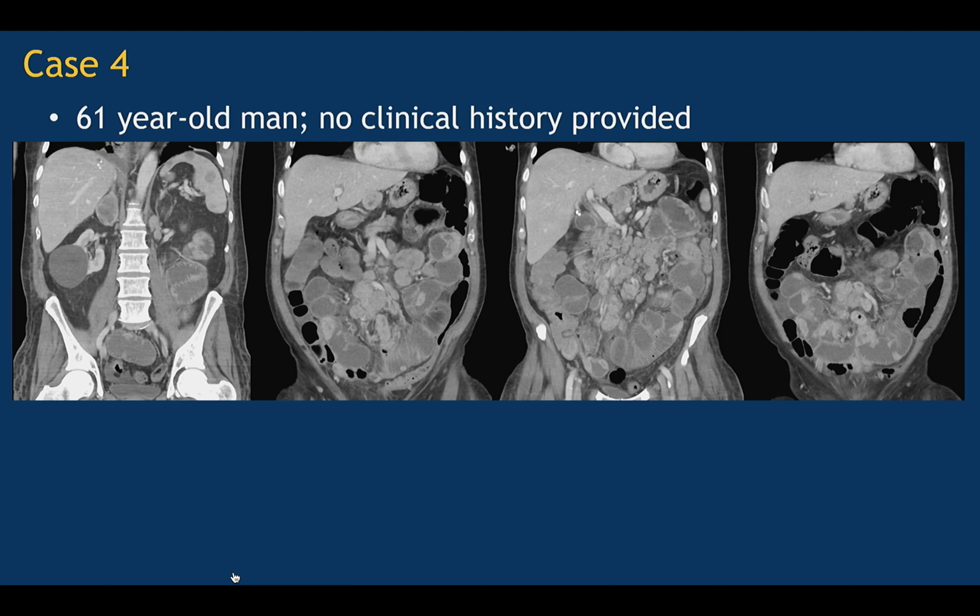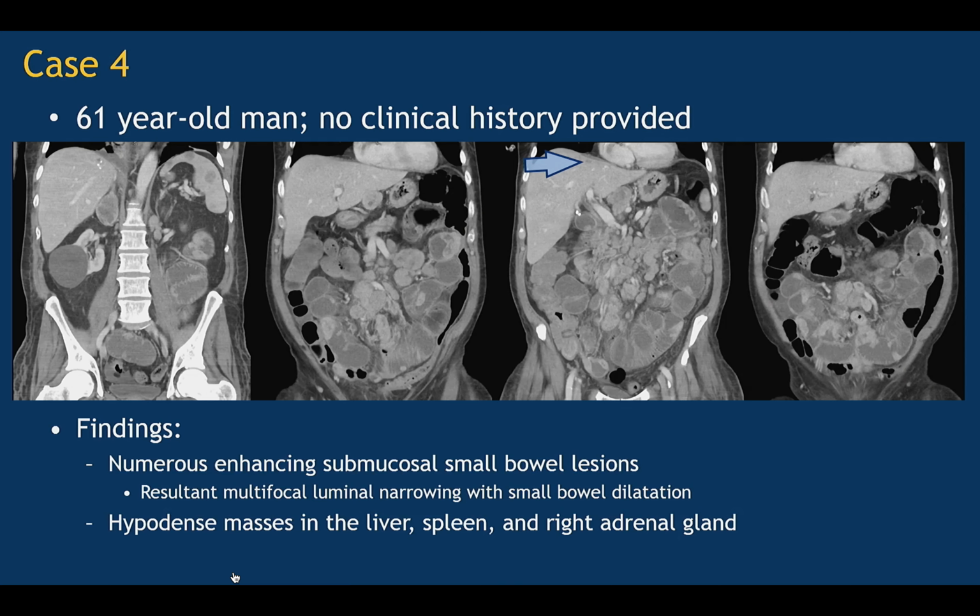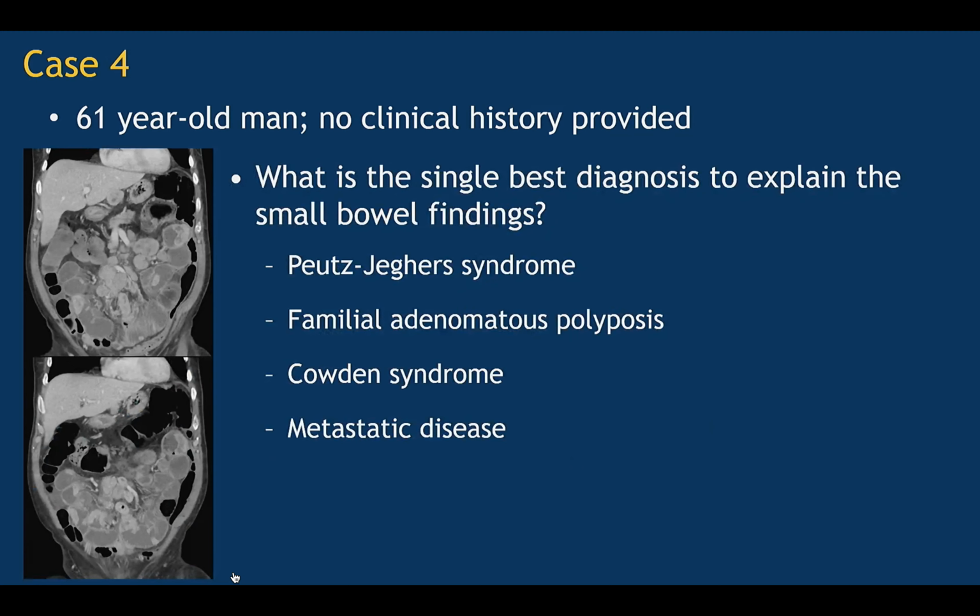Case 4 is a 61-year-old man, and I'm going to hold off on the clinical history for right now. There are numerous enhancing submucosal small bowel lesions. This results in multifocal luminal narrowing with intervening small bowel dilatation. There are also hypodense masses in the liver, the spleen, and the right adrenal gland. And there's extensive mesenteric and retroperitoneal lymphadenopathy. So what is the single best diagnosis to explain the small bowel findings here? Peutz-Jeghers syndrome, familial adenomatous polyposis, Cowden syndrome, or metastatic disease?